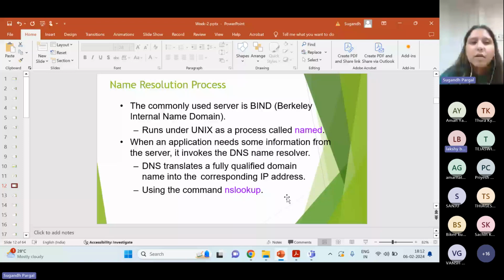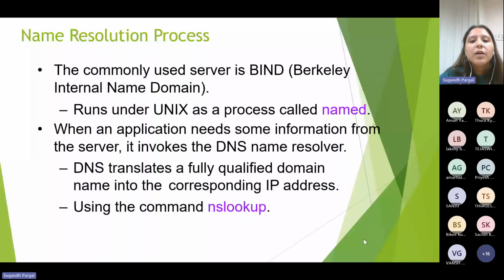So there is a name resolution process, how that name is resolved. The commonly used server for that is BIND, which is Berkeley Internet Name Domain, which has multiple domain names corresponding to their particular IP addresses and runs under Unix as a process called named. Whenever you want to see that, you have to type named, and then you are able to see the name resolution process.